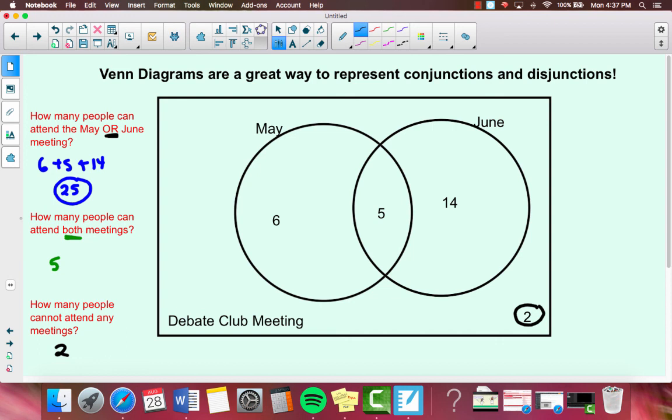So if you have any questions about conjunctions or disjunctions or what it means to negate something, make sure you ask that in class.